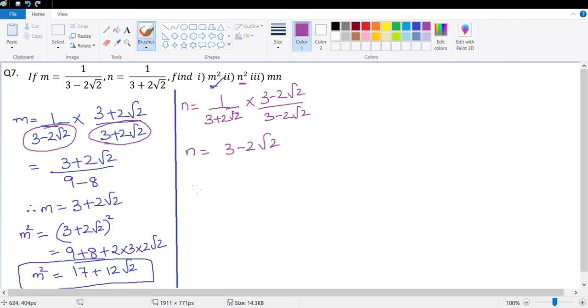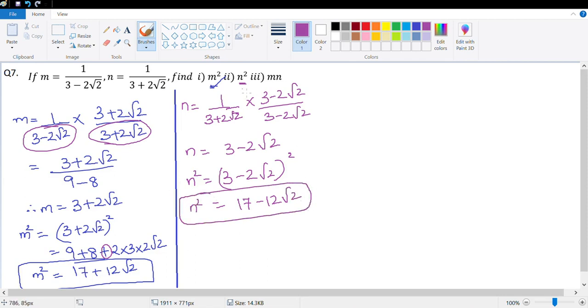We need to calculate n square. That will be 3 minus 2 root 2 whole square. That will be exactly the same, except that this plus will now become negative. So this is 17 minus 12 root 2. That's n square. Last part of the question, mn.